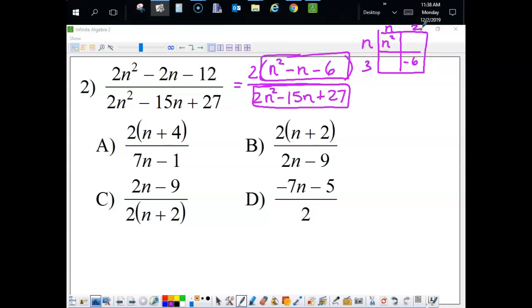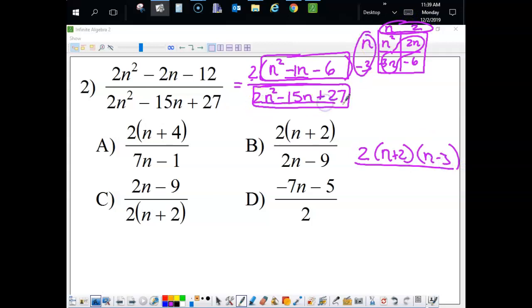Now one of them needs to be negative, but let's fill in our box to see which one it is. We know that these two have to add up to make the middle. So I need a negative 1n, which means it's the 3 that would be negative. So the top of my fraction is now 2, and then n plus 2, and n minus 3 from there.